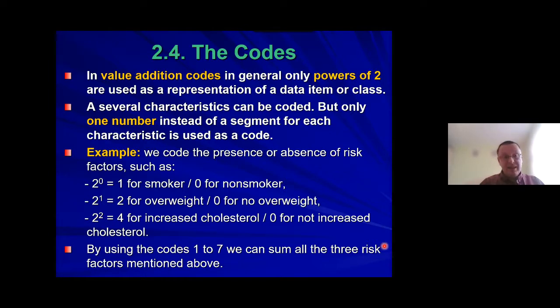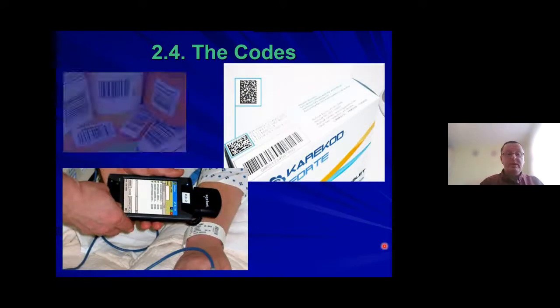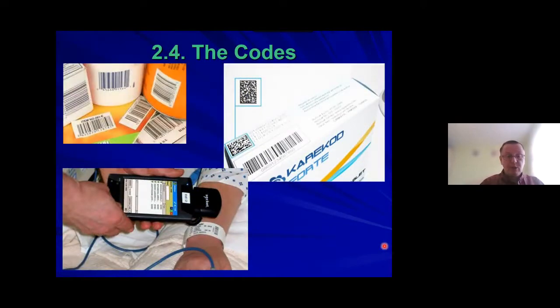And for sure, such kinds of codes are not for human usage, but value additional codes are the background which allows us to create barcodes and QR codes. So behind the scenes we have value additional codes, but for sure they require some technical equipment to read and interpret such codes.